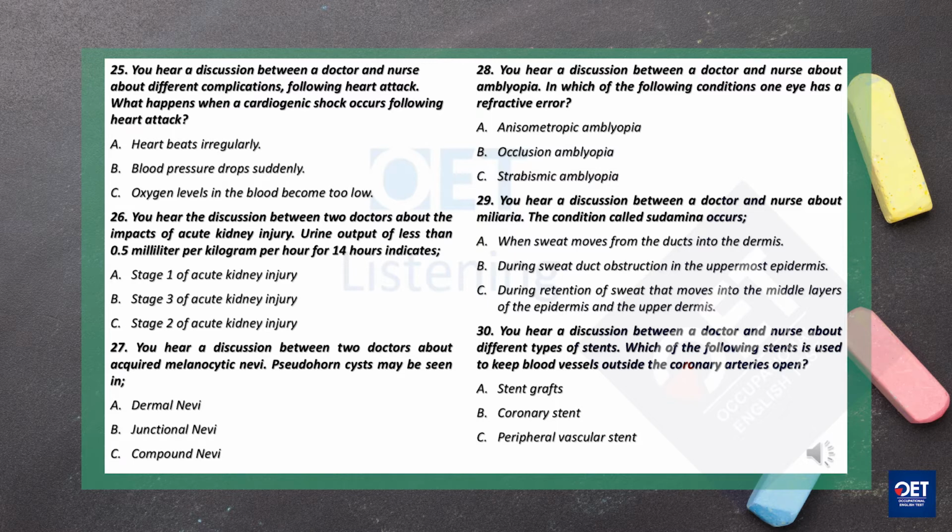Miliaria profunda occurs when the sweat moves from the ducts into the dermis. Hard, flesh-colored, painful papules develop that are much larger and more deeply located than the papules seen in miliaria rubra.